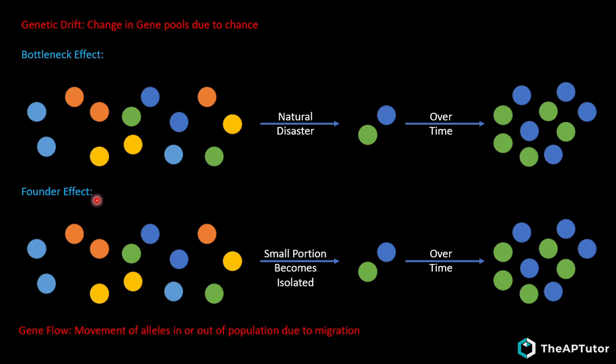Next is the founder effect. Again, this is also genetic drift. A small portion of the population becomes isolated, for example, birds flying to a new island, and then over time these birds will populate the island, and again we see that it has much less genetic diversity. Gene flow is the movement of alleles in or out of the population due to migration. So if new birds came into the population with a different genetic composition, they would add genetic diversity to the population, whereas if some of these left, they would remove genetic diversity.